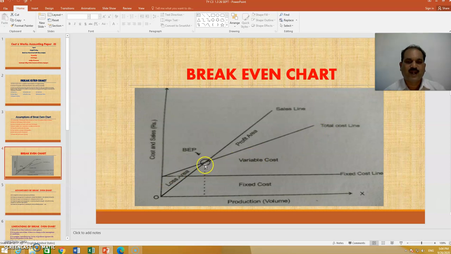Now see, the point at which they intersect is known as the break-even point. At this point, there is neither profit nor loss for the business house. Now the area between the sales line and the total cost line should be wider, and this is the profit area. The wider the area, the more the profit.